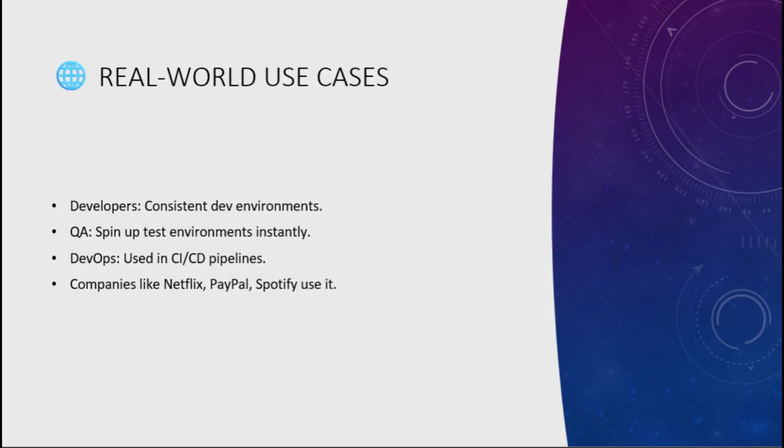Real-world use cases of Docker. Docker is widely used in both development and production. Developers use Docker to ensure their apps work the same across different environments. QA teams use it to spin up test environments instantly. DevOps teams use Docker in CI/CD pipelines for faster, cleaner deployments. Companies like Netflix, PayPal, and Spotify use containers to scale apps globally.